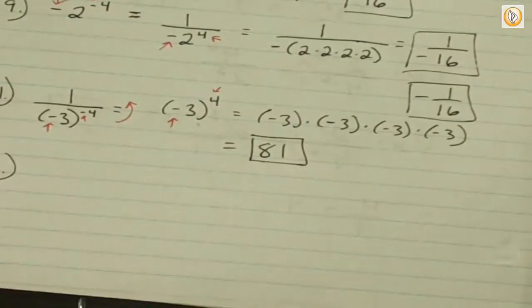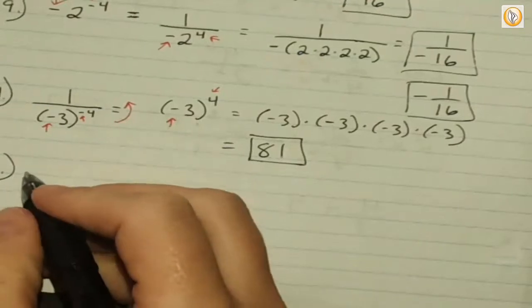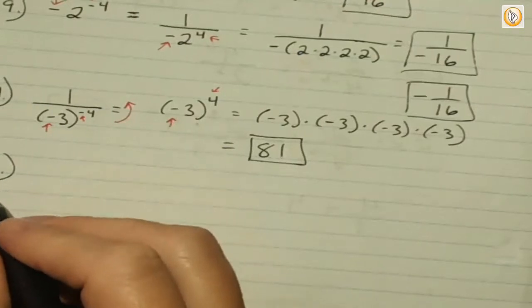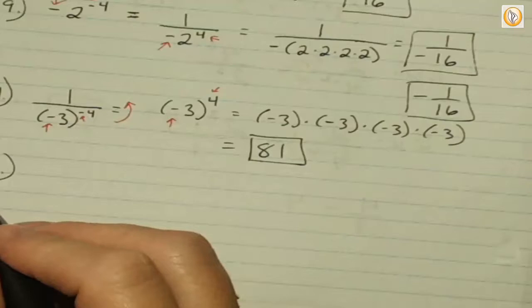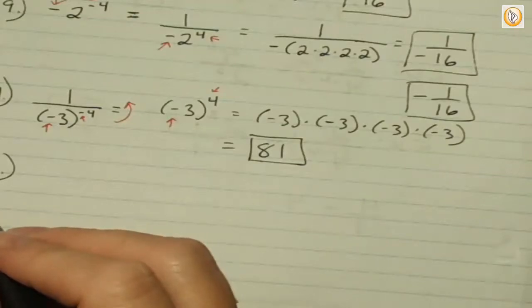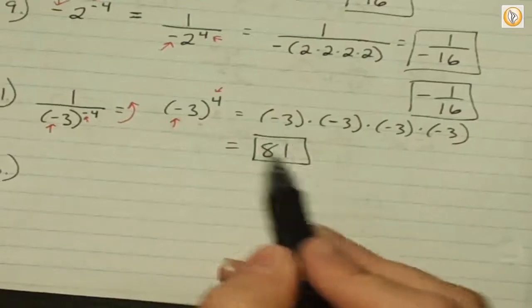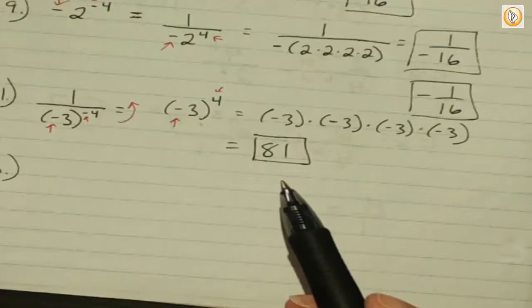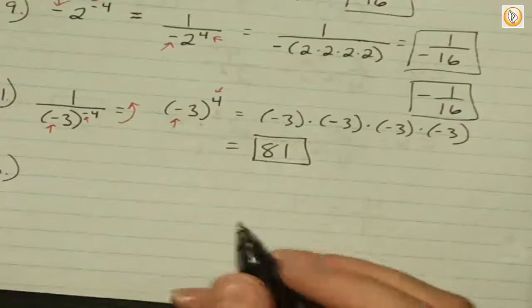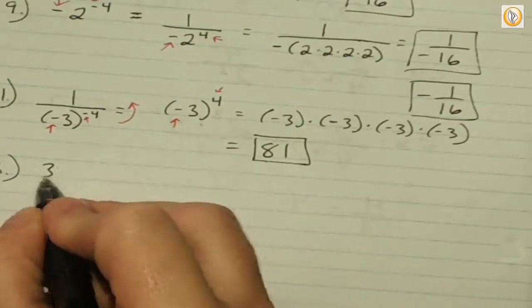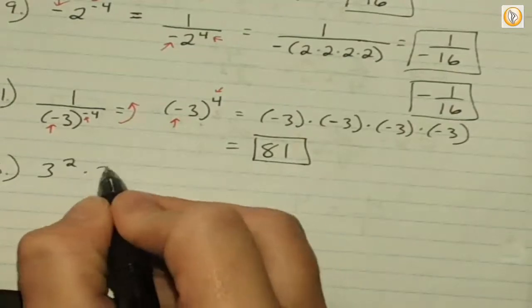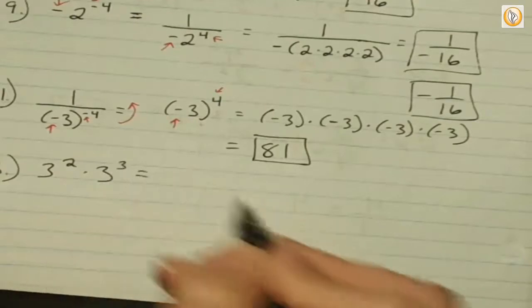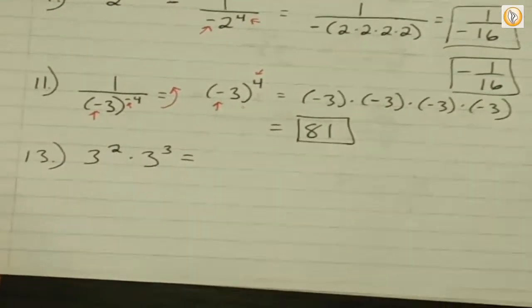All right, 13. Aiden. So this one says simplify, leaving each answer in exponential form. Are they wanting you to solve it like up here? No, they're saying, hey, don't worry about solving this time. Just leave it in exponential form. So 13, 3 squared times 3 cubed. So what would I do here?